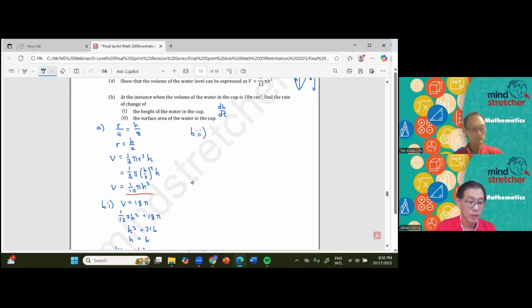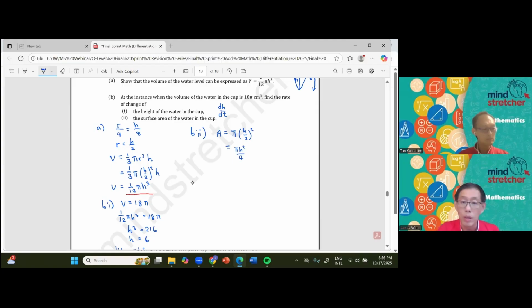Now I'm going to find the rate of change for my area. So let's find my expression for my area. For area, I know it's pi r squared, right? But I know my expression for r is h over 2. Again, I'm going to write everything in terms of variable h. So this is h over 2 squared. Once I got that, my area is simply pi h squared over 4.